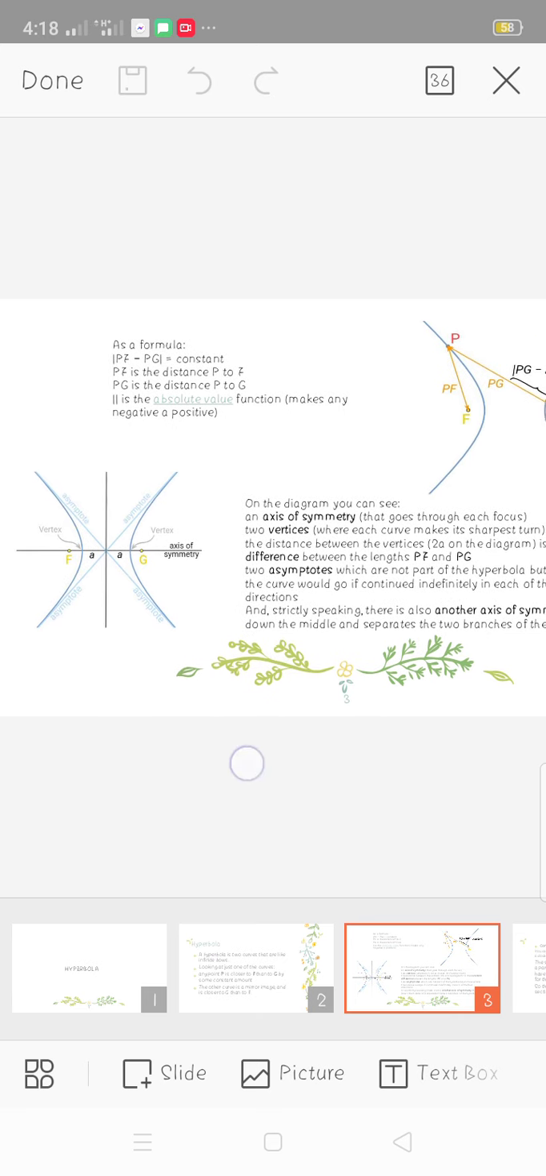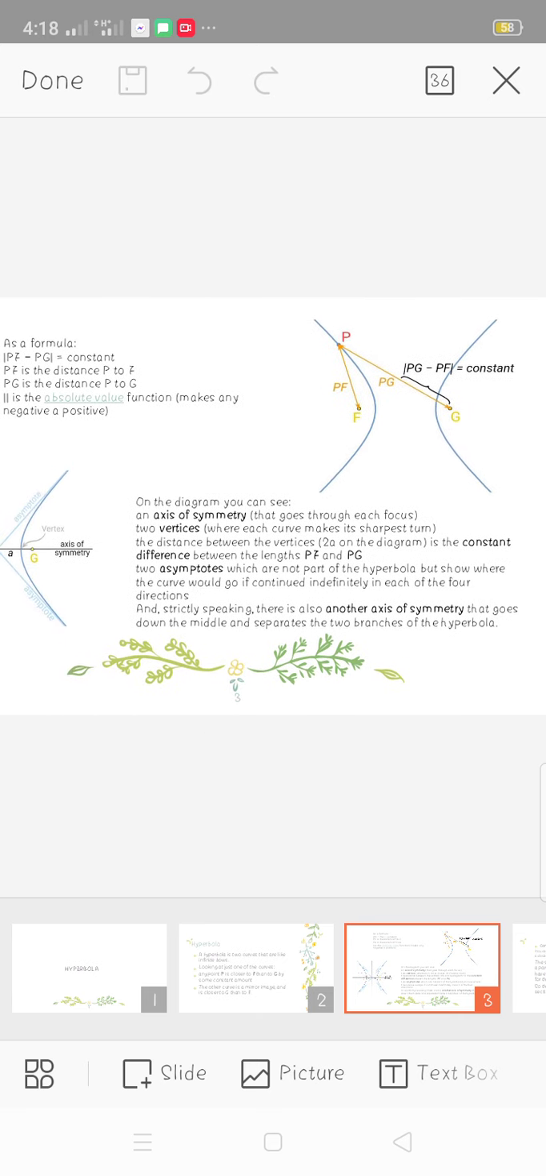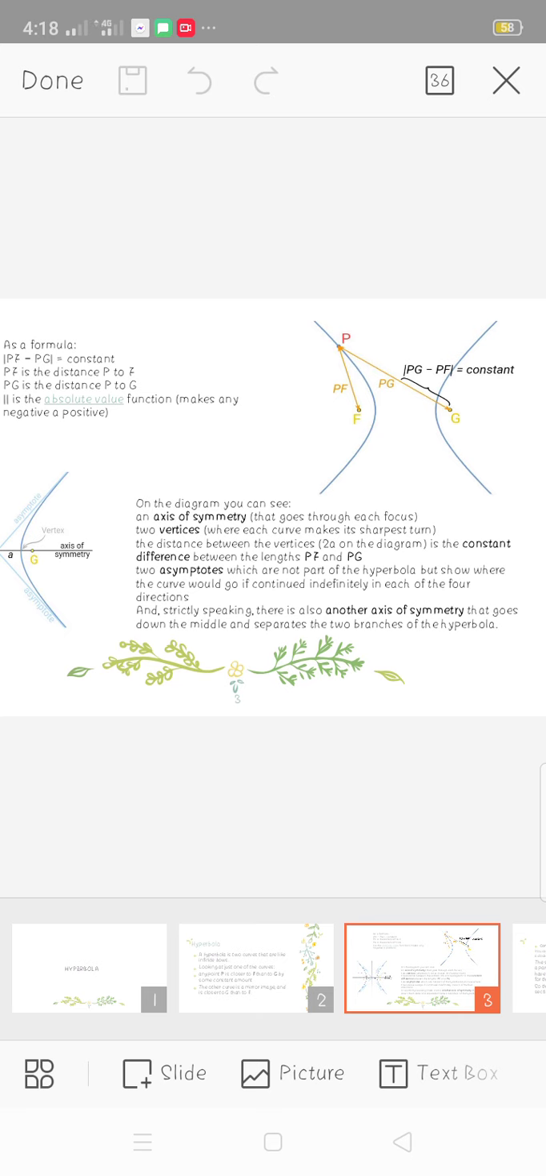On the diagram, you can see an axis of symmetry that goes through each focus, and two vertices, where each curve makes its sharpest turn. The distance between the vertices is 2a. On the diagram, this is the constant difference between the lengths PF and PG.